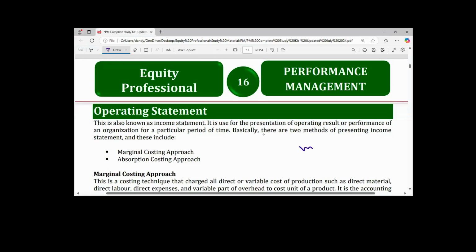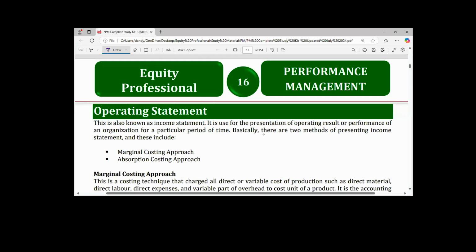So in our last class, we started with the operating statement, and I mentioned to you that the operating statement, which is the same thing as the income statement, is a statement prepared to present the operating performance of an organization for a specified period. It could be on a monthly basis, quarterly, biannual, or annually.